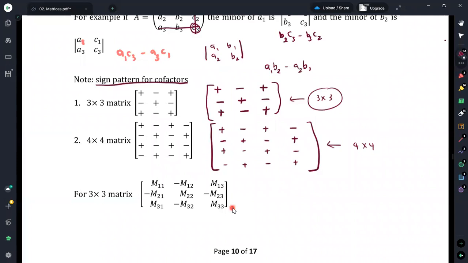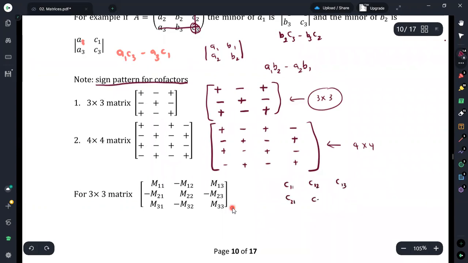To obtain the cofactors, I told that we have to combine the sign pattern with the minors. Here I have included this cofactor matrix, rather than saying it as C11, C12, C13, C21, C22, C23, C31, C32, C33. This is how we are forming the cofactor matrix. Then it would be equal to this matrix.